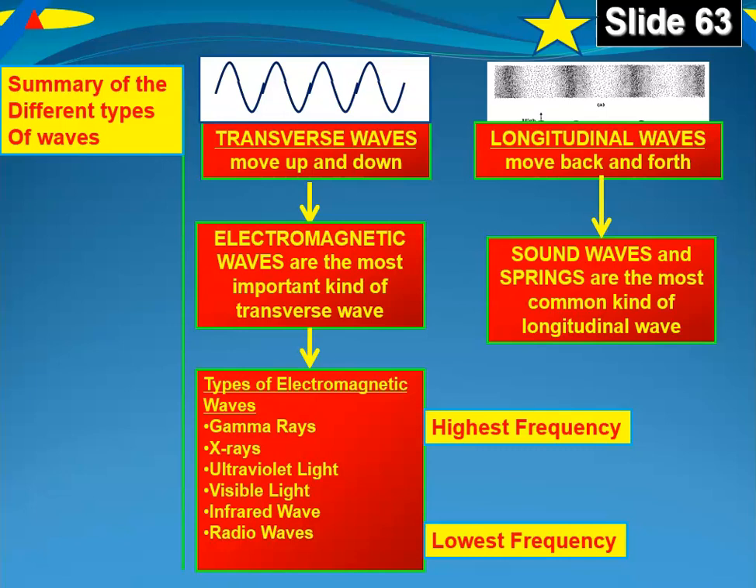So it's a back and forth wave. It doesn't go up and down. It goes back and forth. So sound waves and springs are the most common kind of longitudinal wave.